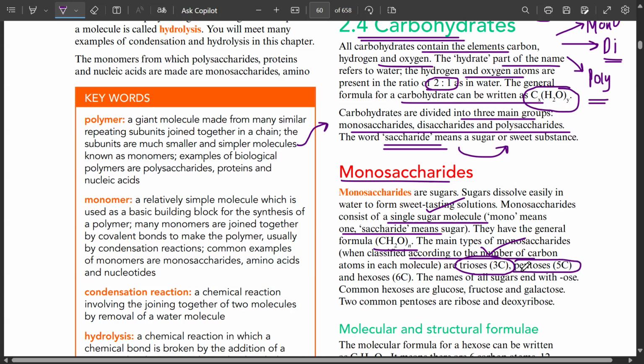Then we have pentoses, which are the 5-carbon monosaccharide, which include ribose and deoxyribose, which are present in RNA and DNA. Then we have hexoses, which is the third type of monosaccharide. Hexoses are 6-carbon molecules. And we are going to be studying hexoses. Hexoses are the ones that are very important to your syllabus. We are going to study 3 hexoses: glucose, fructose, galactose, and we are going to study 2 common pentoses, ribose and deoxyribose. Ribose is the one that makes up the RNA, and deoxyribose is the one that makes up the DNA. Got it?